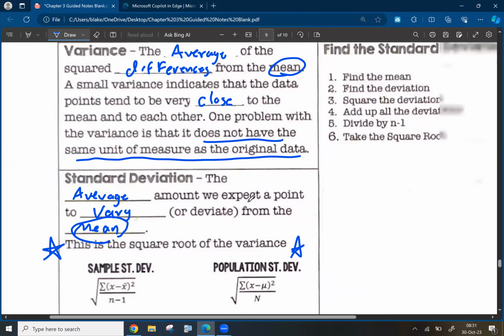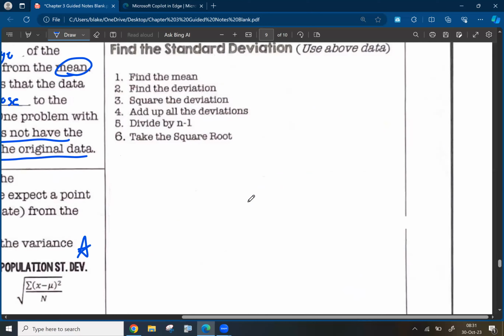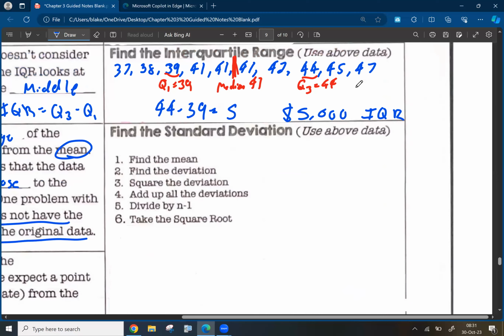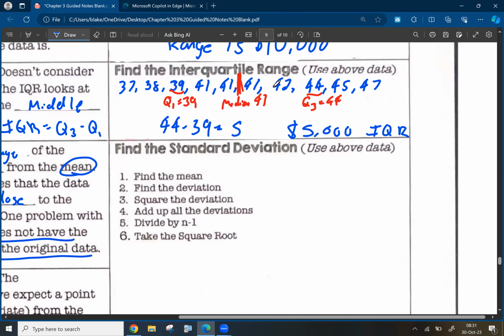So let's go ahead and show you some calculations. To calculate this by hand, it's a bit of work, but when I'm done doing it by hand, I'm going to show you a faster way to do it using a calculator. So first thing we're going to do is find the mean. So let's go back to this data. We need to find the mean of these values.